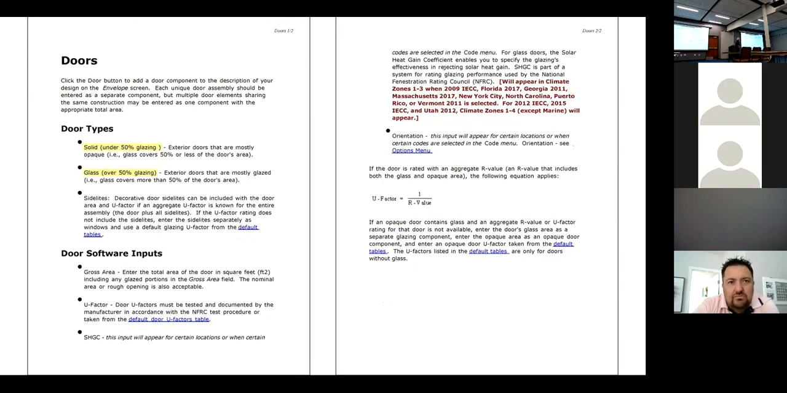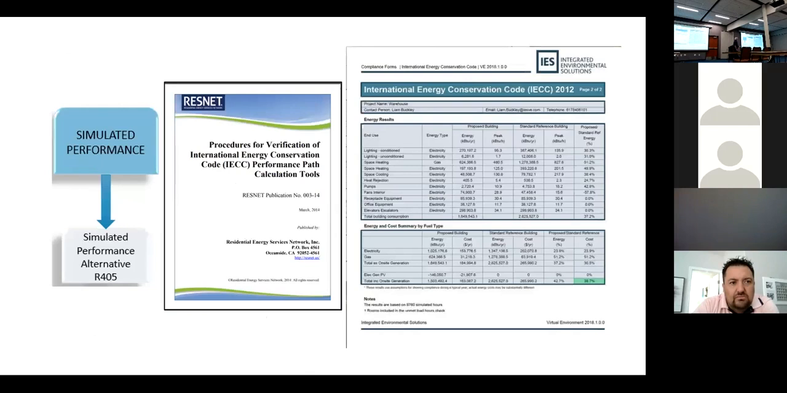Discussion on windows, what we put in, when the door is solid, when it's glass. So real quick, if you want a copy of that, send me an email and I can send you the full document, or you can just download REScheck and go to help and the whole thing's there.